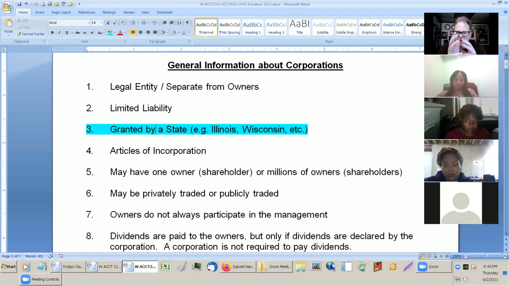They're not all separated. You can have a one-person business that incorporates, and that one person owns all the stock, and it's still a corporation. But the nice thing about corporations is that they are completely separate from the owners.